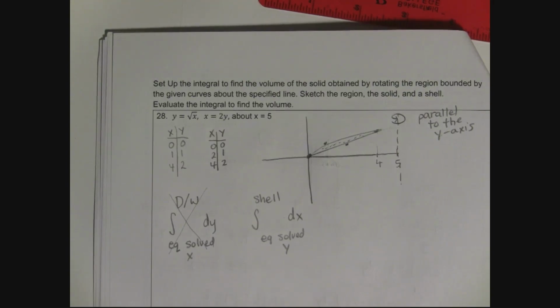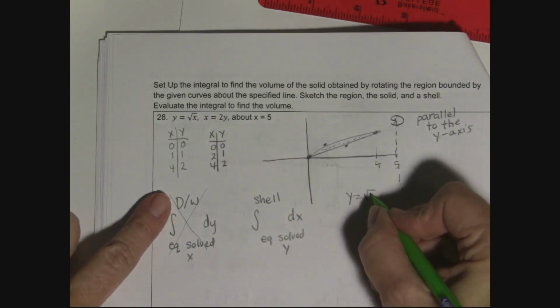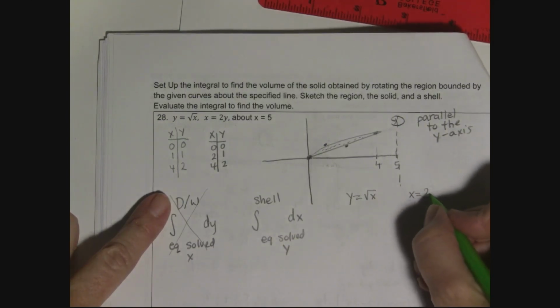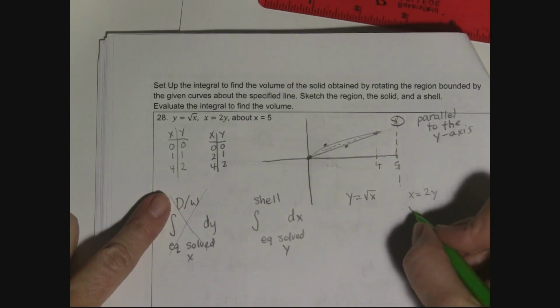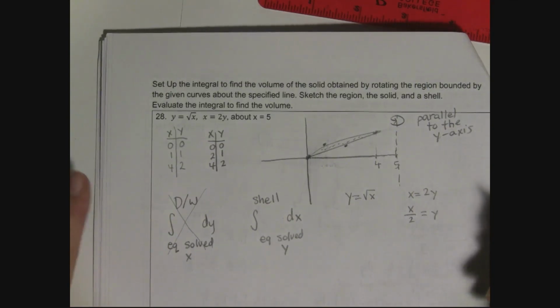So I have decided to use a shell here, which means that you need to get all of your equations solved for y. So one of the equations was y equals the square root of x. It's already good. The other equation was x equals 2 over y, which I'm going to divide by 2, and that's going to be y equals x over 2.